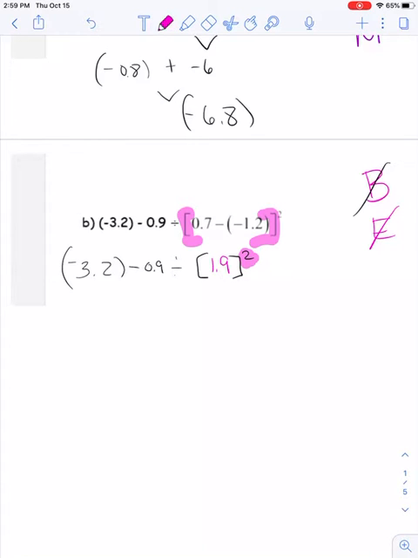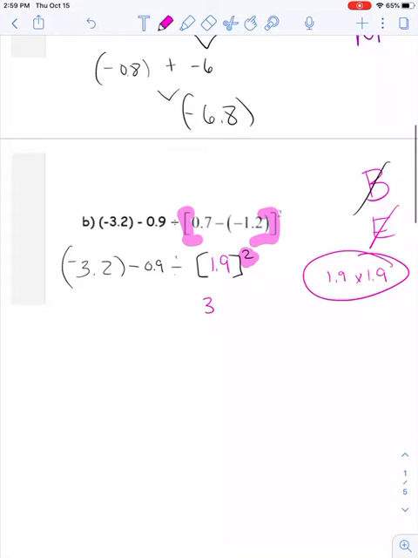Exponent 2 means 1.9 times 1.9. An exponent does not mean times 2. So 1.9 times 1.9 is 3.61. We rewrite the rest of the equation.